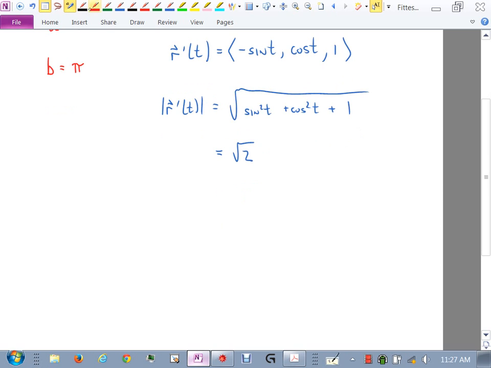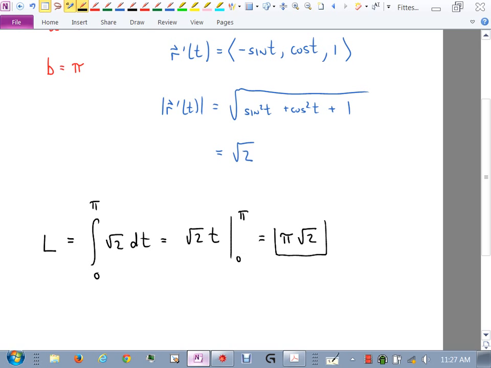All right, so can we set up the arc length? It should be the integral from 0 to pi of root 2 dt, which is just root 2 t, evaluated from 0 to pi. So what's the answer? Square root 2 times pi. I'll write pi root 2. I like to always write any constants I have out in front of a root so that people don't accidentally think that the pi is underneath the root. That's it.